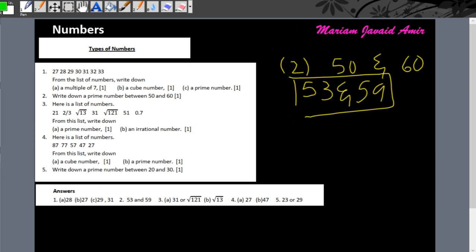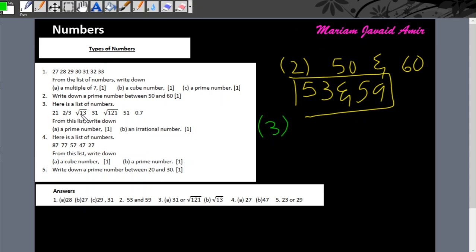Question 3 is, here is a list of numbers. From this list write down a prime number. So again, a prime number is a number divisible by 1 and itself. So 21 is not a prime number, it's divisible by 3 and by 7. 2 over 3 can't be a prime number as well, because prime numbers are whole numbers. Okay, then under root 13.